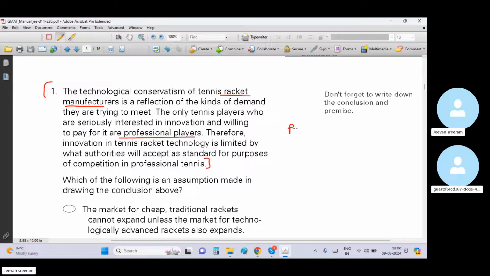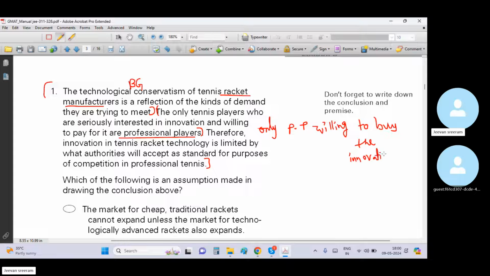Okay, so the first sentence is actually background information. Let me understand the second sentence. The second sentence is giving professional players. Professional players only? Yes. Professional players are willing to buy the innovative tennis rackets. Am I right, buddy? Yes. If they produce any innovative tennis racket, who will buy? Only professional players. Okay, professional players are there to buy.